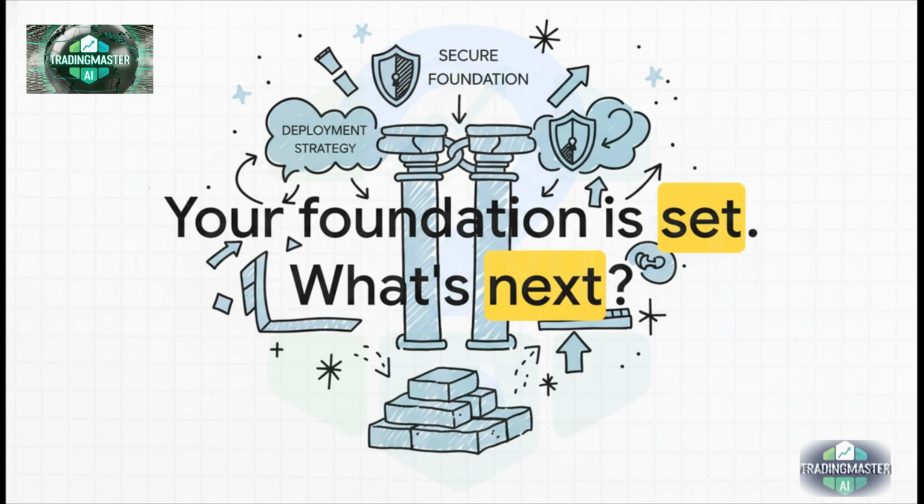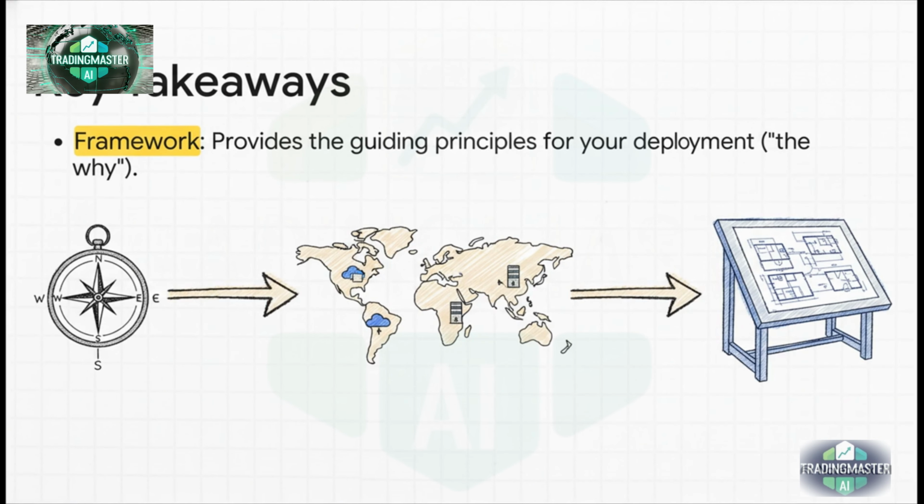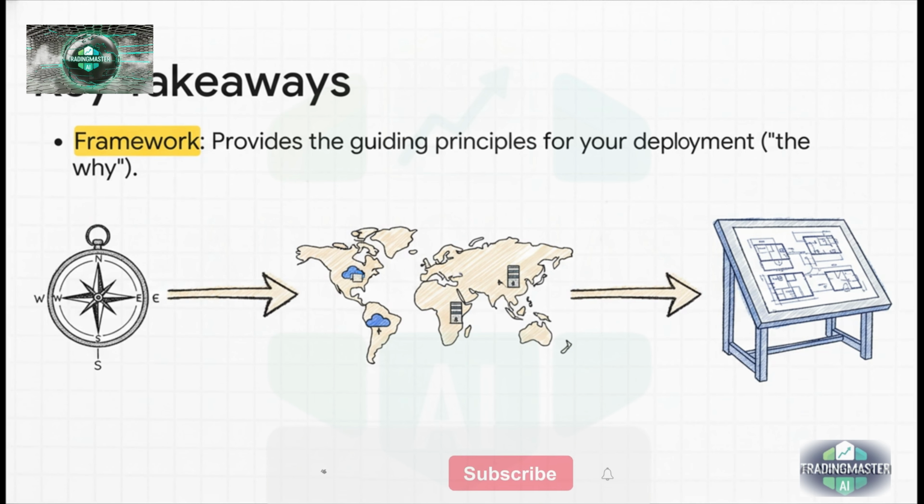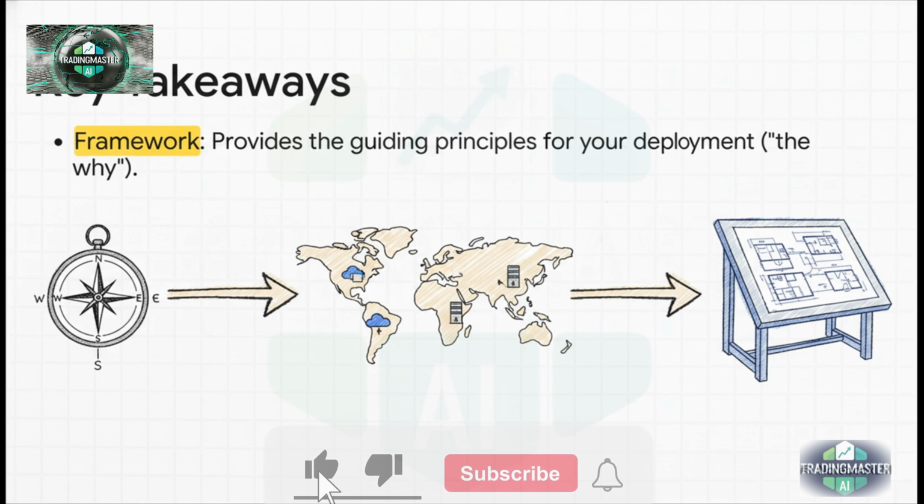So, let's take a step back. You've established your principles, you've chosen your deployment strategy, and you've built your secure foundation. Your foundation is set. The question is, what's next? Well, let's recap our journey really quick. The well-architected framework gives you the why, your guiding principles for making those smart trade-offs. The deployment archetypes define the where, the big strategic choices for resilience and global reach. And finally, landing zones provide the how, that secure, repeatable foundation for everything else you build.